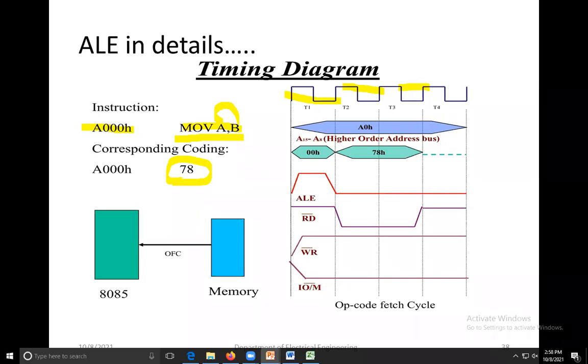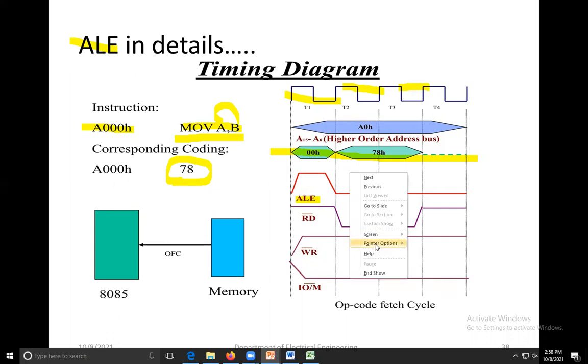So how does it work? We are discussing the ALE here, not the read and write. What is the meaning of ALE? When ALE is high, our address bus acts as a full address bus. AD0 to A15, 16 bits, act as the address bus. This is the higher order bit, connected here, and this is the lower order bit, connected here.